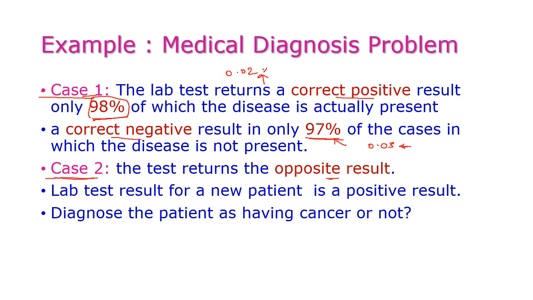And when we come to case 2, the lab gives the opposite result, that is, the lab test says a new patient is positive when he is not actually having cancer. We need to diagnose whether the patient has cancer or not with respect to the lab test, right? This is our problem.